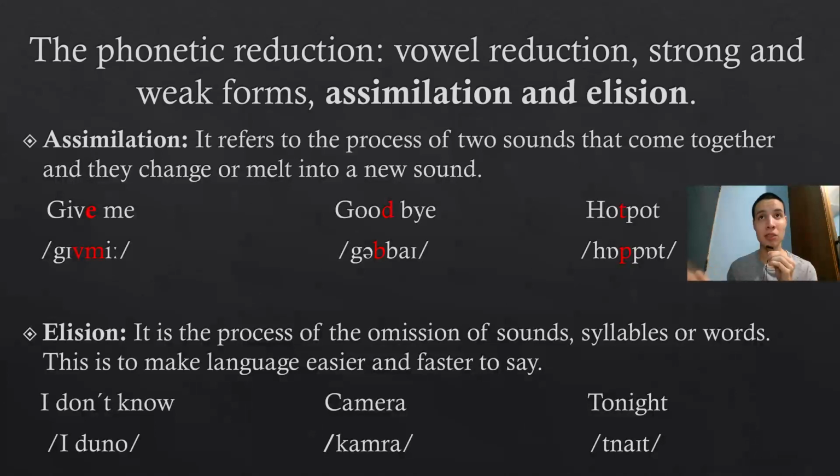Now, the final topic for phonetic reduction is assimilation and elision. Assimilation refers to the process of two sounds that come together and change or melt into a new sound. For example, hotpot, it changed the sound. And elision is the process of omission of sounds, syllables or words, to make the language easier and faster to say.